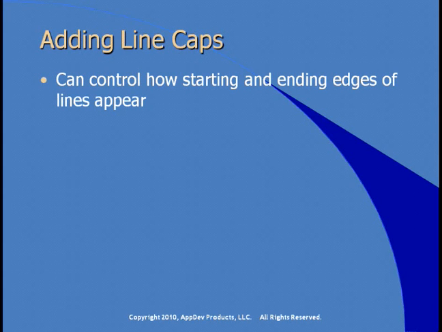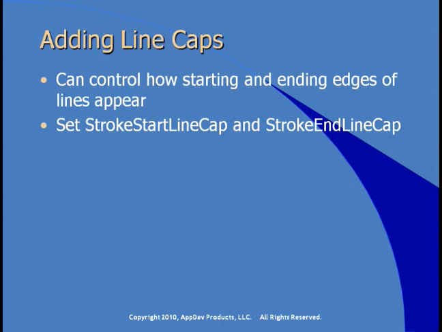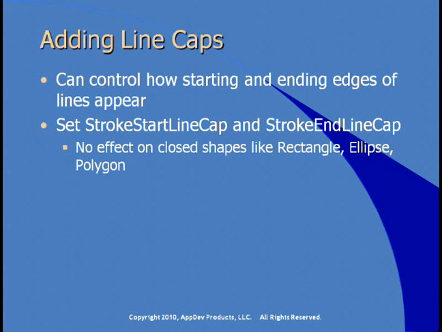By adding line caps, you can control how starting and ending edges of lines appear. You set the stroke start line cap and stroke end line cap property, and notice that these properties have no effect on closed shapes like a rectangle, ellipse, or polygon. It only affects things that have ends. That's sort of the point of this exercise. And of course, you can set a line cap at one end or the other.